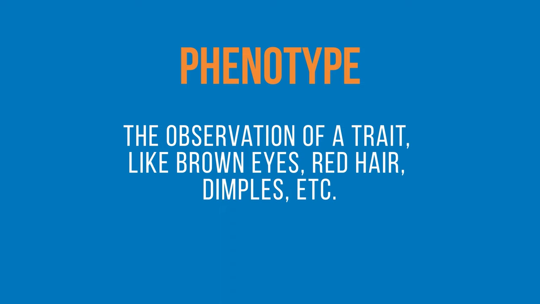Phenotype refers to the observation of a trait, like brown eyes, red hair, dimples, etc. This phenomenon is what Gregor Mendel discovered when studying the pea plants. He also noticed that there are three potential pairings of hereditary factors: dominant-dominant, dominant-recessive, and recessive-recessive.